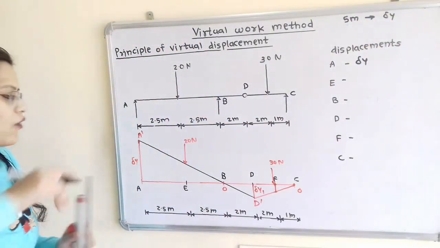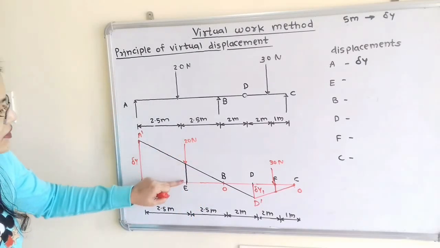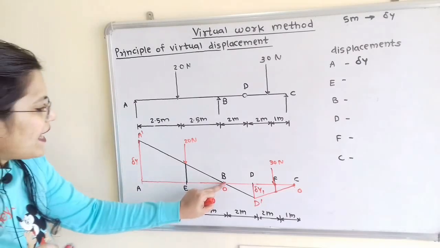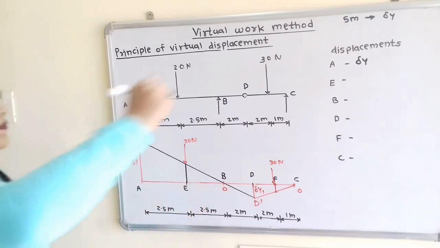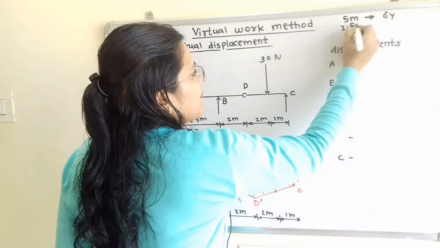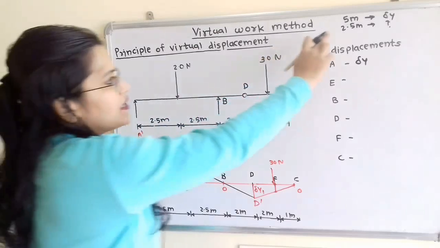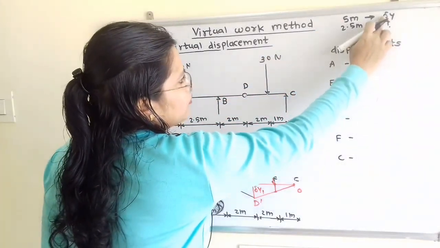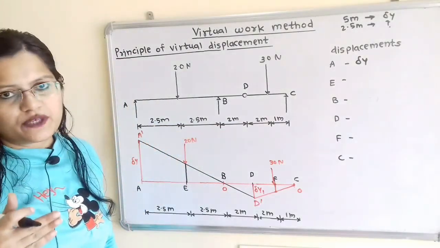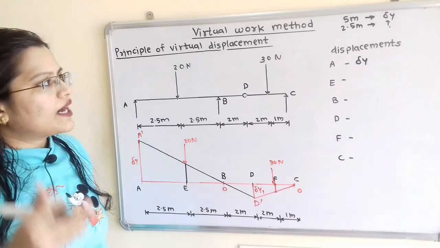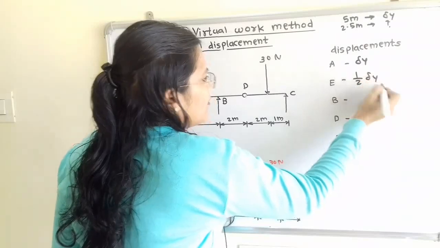Now we have to find out the displacement at point E. So how to measure? Again we have to measure the displacement in between B and E. So it is 2.5 meter. So for 2.5 meter, what is the displacement? So here is the question mark. By cross multiplication, 5 into x is equal to 2.5 into delta y. So x is equal to 2.5 divided by 5, that is equal to 1 by 2 delta y. So I will write here 1 by 2 delta y.